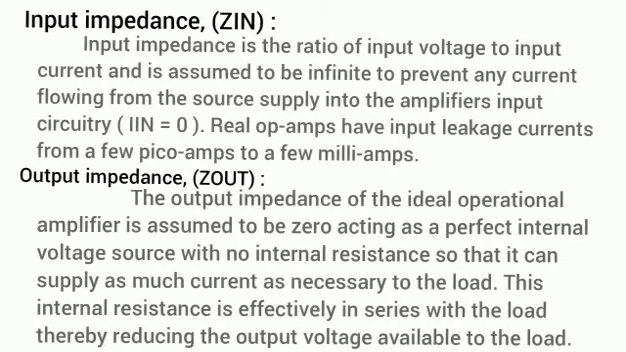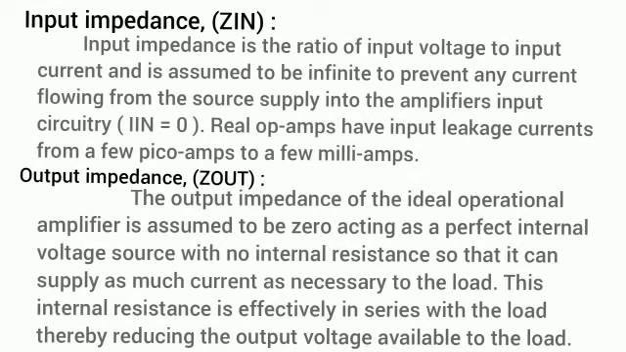Input impedance and output impedance. Input impedance is the ratio of input voltage to input current and is assumed to be infinite to prevent any current flowing from the source supply into the amplifier's input circuitry. Real op amps have input leakage currents from a few picoamps to a few milliamps.